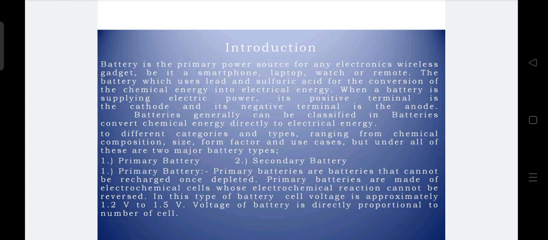First, primary battery. Primary batteries are batteries that cannot be recharged once depleted. Primary batteries are made up of electrochemical cells whose electrochemical reaction cannot be reversed. In this type of battery, cell voltage is approximately 1.2 volt to 1.5 volt. Voltage of a battery is directly proportional to the number of cells.